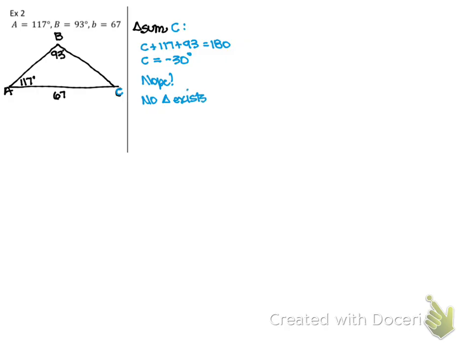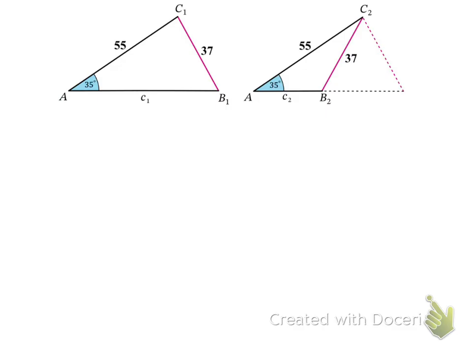For these problems, we don't want a negative angle. We don't want negative side lengths either. If you get a negative angle or negative side length, we've got major issues. You're not dealing with a triangle. You're just dealing with bits of information that somebody gave you. Your job is to say, no, it's not a triangle.